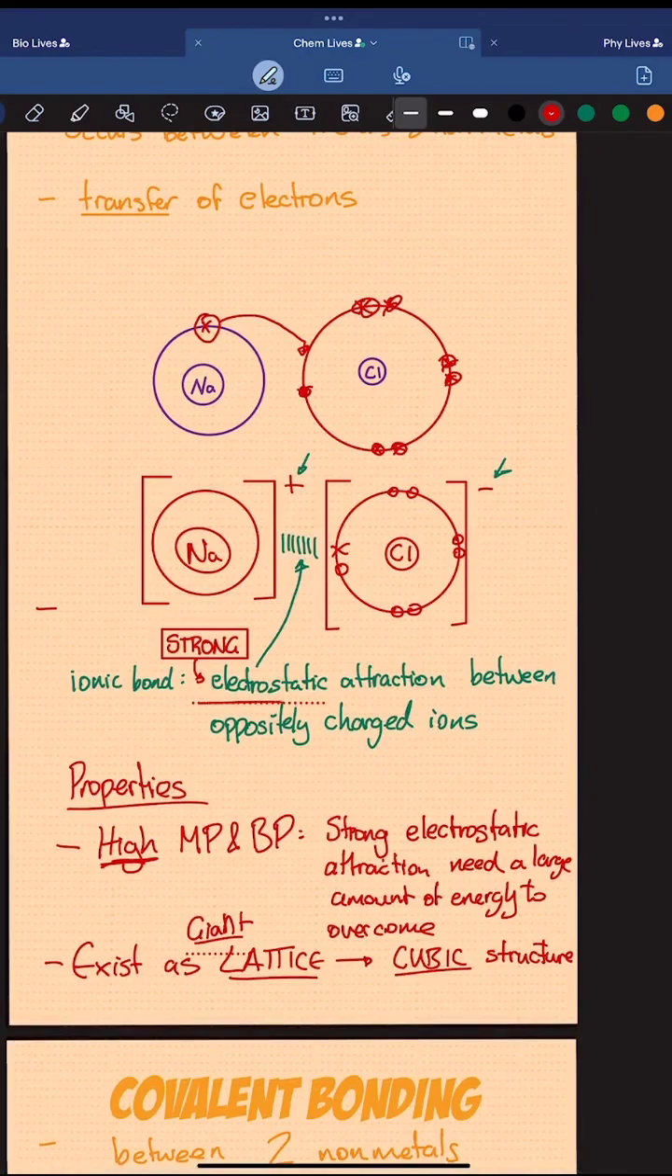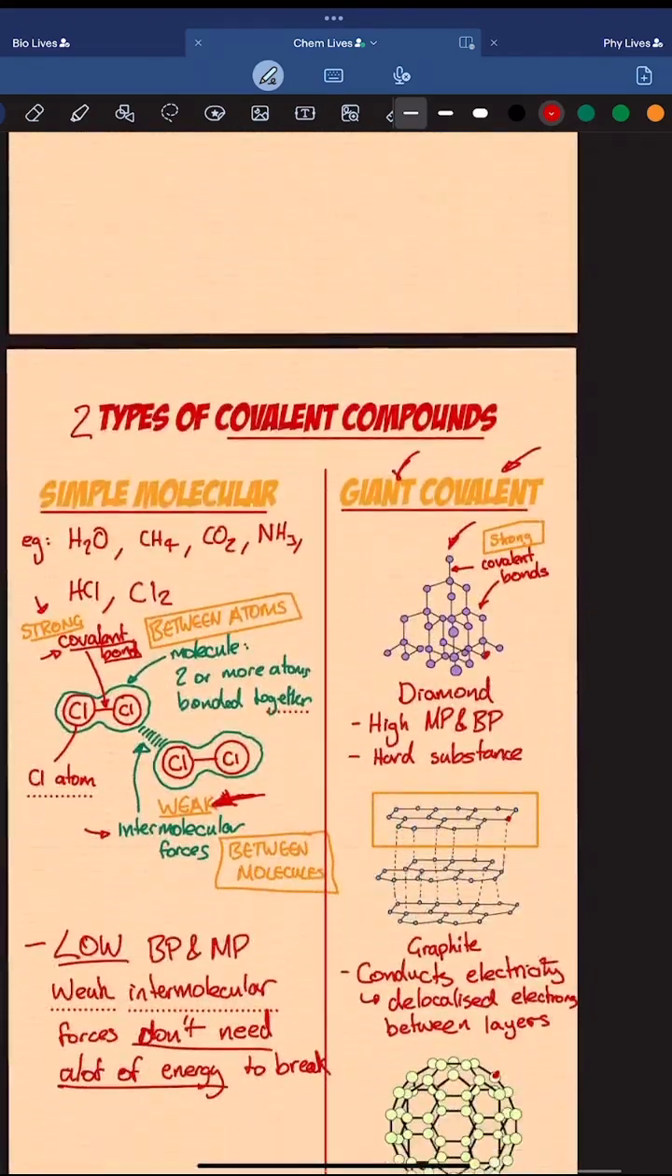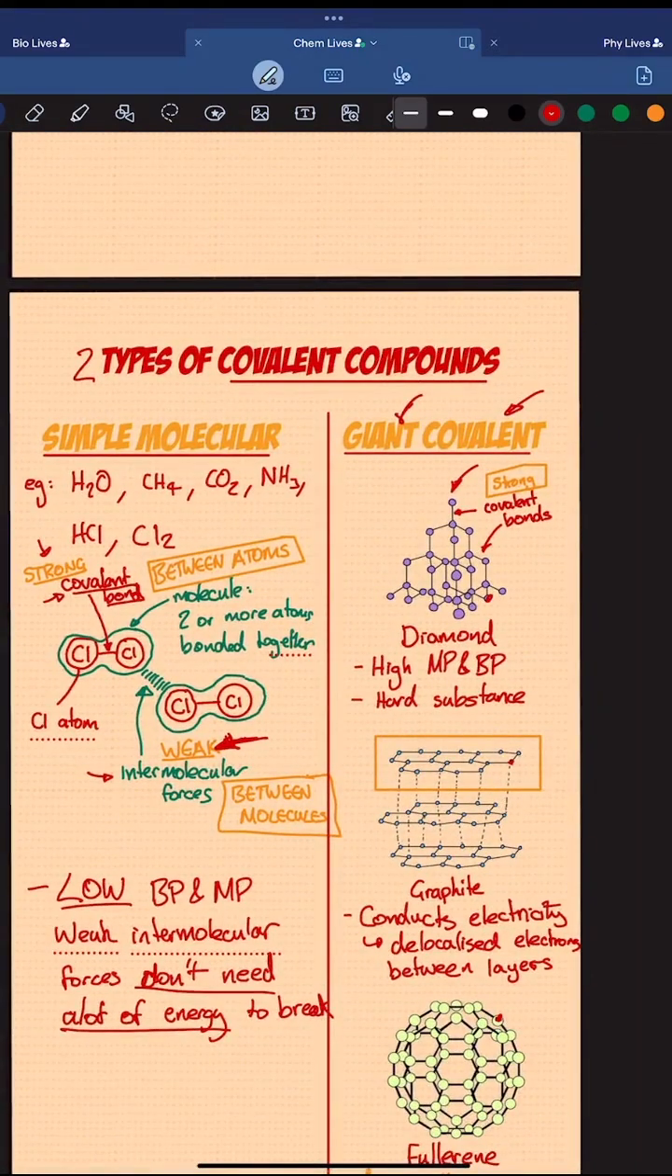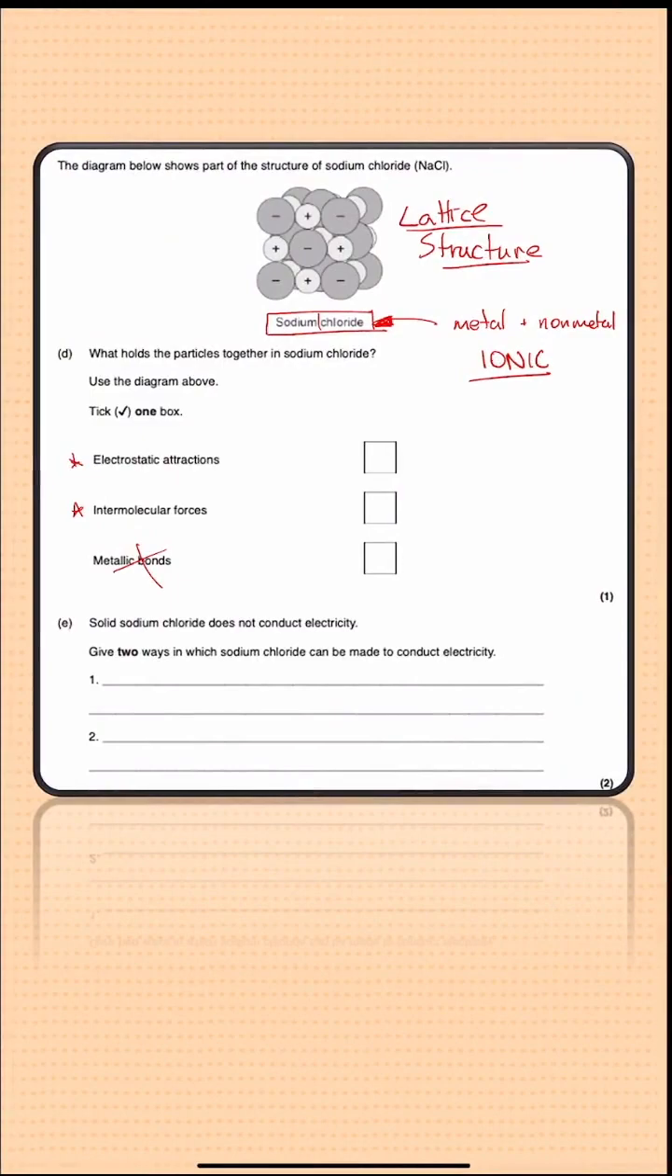We said it was electrostatic attraction, okay? Intermolecular, you only get in simple molecular covalent compounds. This is the only time you use that for talking about melting and boiling point. So it's not intermolecular forces. This is for molecules, for covalent. But because this is ionic, we talk about electrostatic attraction here between the oppositely charged ions.